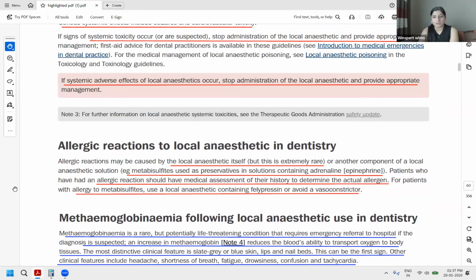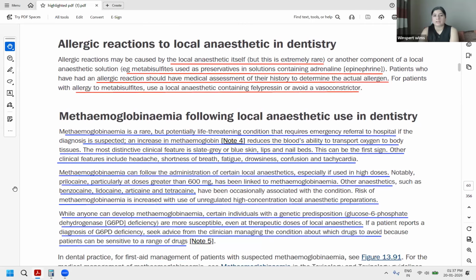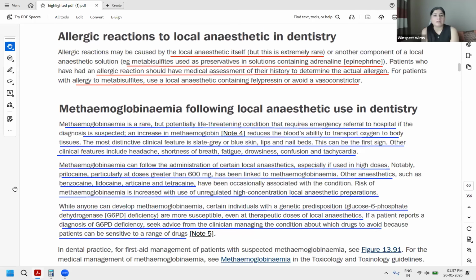Now, the third complication that can come from your LAs is the allergic reactions. True LA allergy is very rare, but the common allergy comes from the metabisulfite, which is used as a preservative for adrenaline containing solutions. Okay, so take a proper history, and if the patient reports any such allergies in the past, you would use felypressin or avoid a vasoconstrictor. So when felypressin is not given, you can choose mepivacaine 3% or even plain articaine.